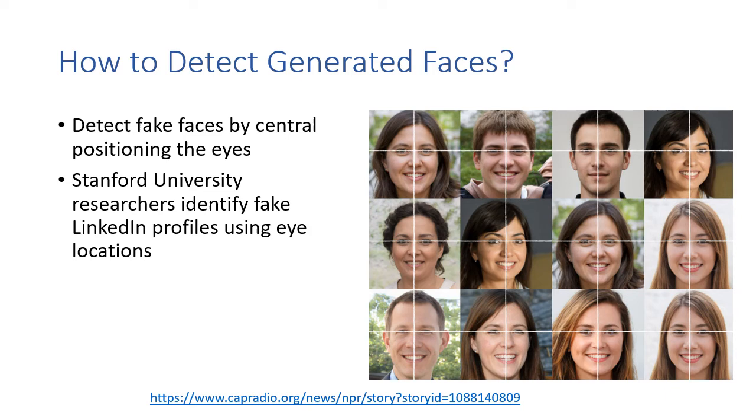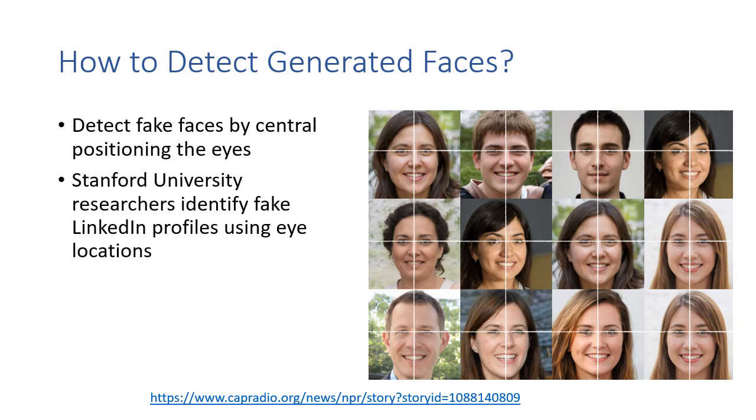In fact, there's a simple trick proposed by Stanford University: all the generated faces have their eyes aligned perfectly. As shown in this picture, all the fake faces have their eyes perfectly aligned to the vertical and horizontal lines, so the center between their eyes is aligned to the center of the image. So by using the location of the eyes, you can detect fake images more easily than we think.